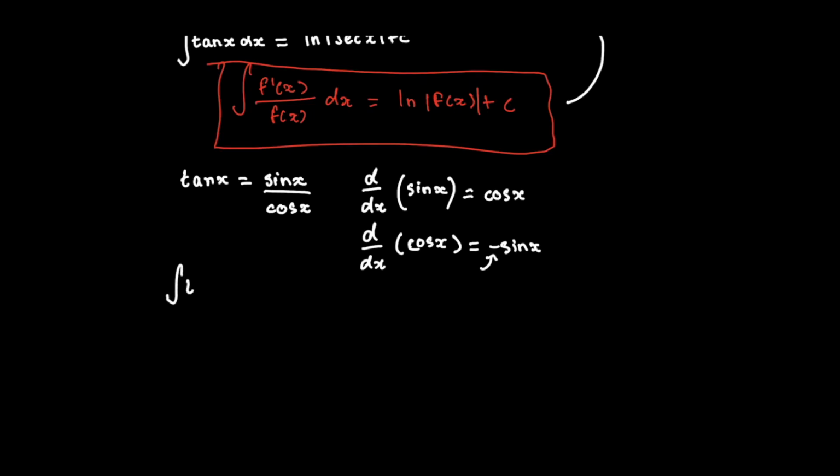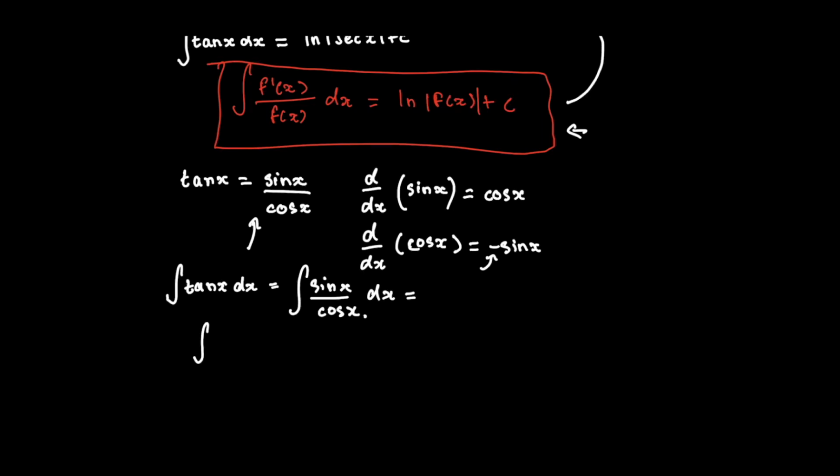So if we look at the integral of tan x dx using this rule here, we can write that as the integral of sine x by cos x, making it a rational function. But then we cannot use this rule because the derivative of cos x is negative sine x and we only have a positive sine x. We need a workaround. We need to be able to make this sine x negative sine x.